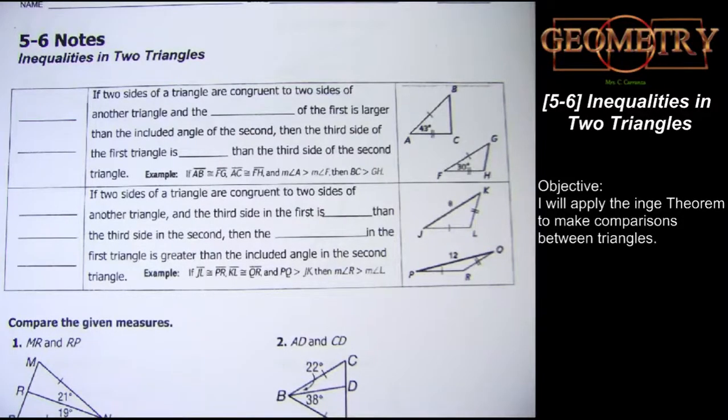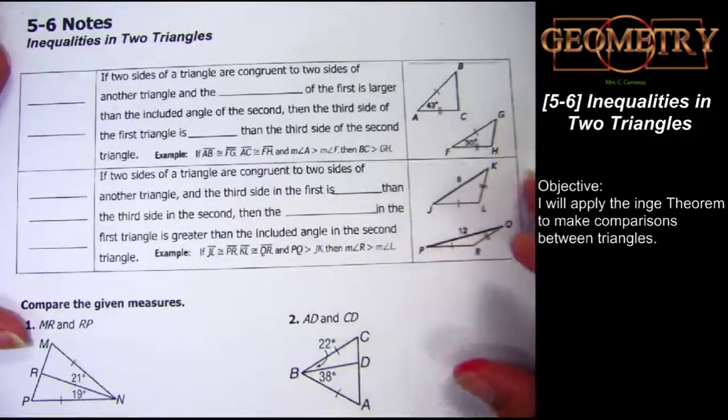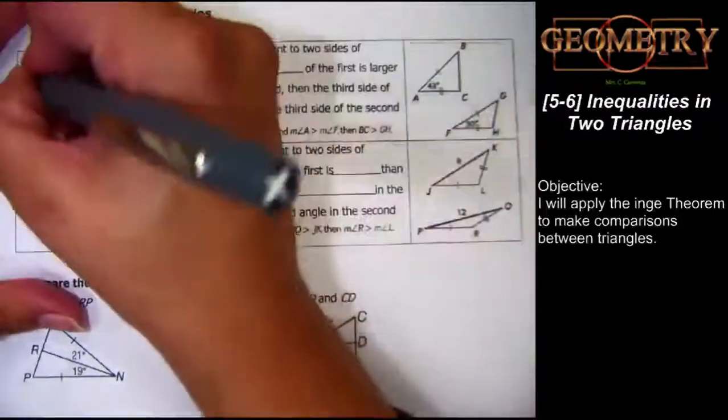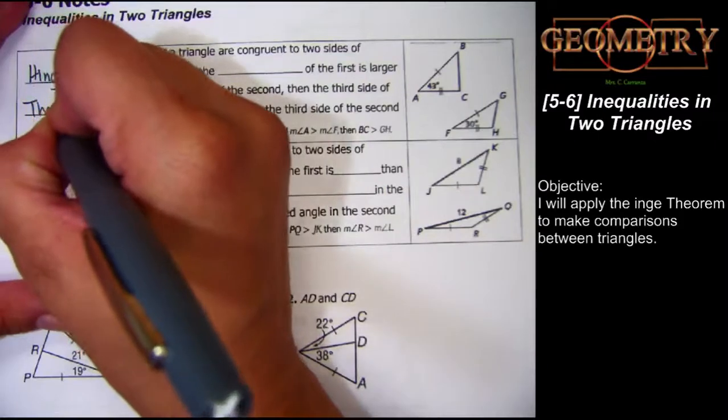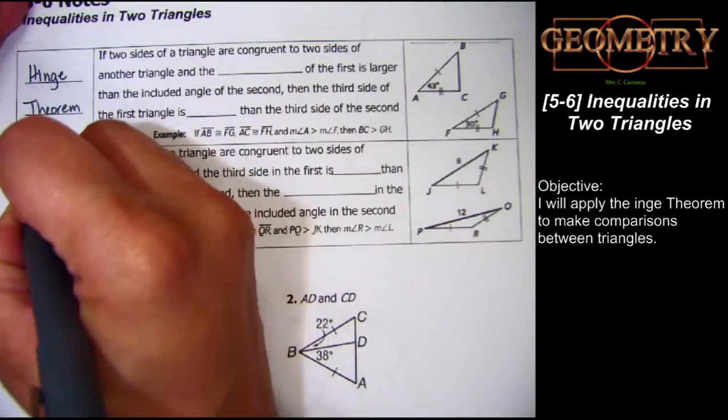The last time that we met, we were talking about inequalities, but only in one triangle. And we used those inequalities to say something about how the sides are related to each other and how the angles are related to each other. Today, we're going to use those same inequalities to help us compare between two different triangles. And the way we're going to do that is with the following two theorems. We're going to use the Hinge Theorem and its converse.